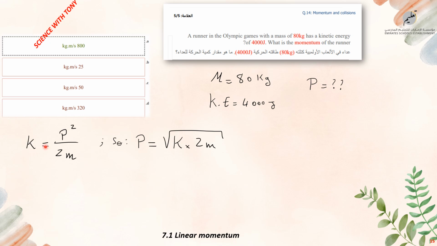So the kinetic energy is equal to P squared over 2m. To calculate P, we simply rearrange the equation. Now it's the square root of K multiplied by 2m. And the answer is 800 kilogram meters per second.